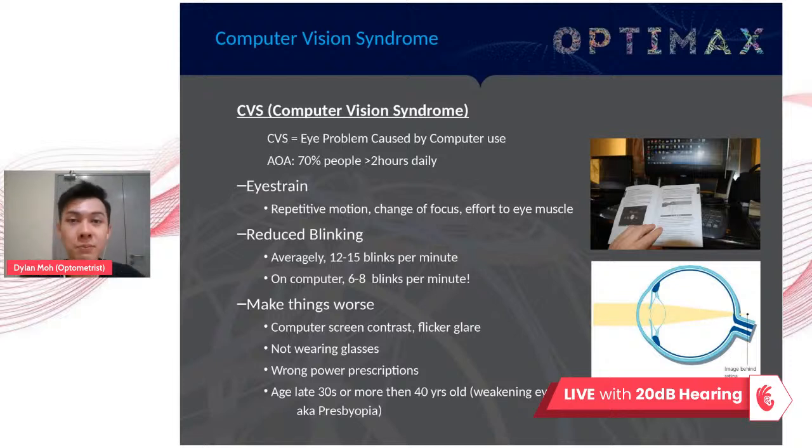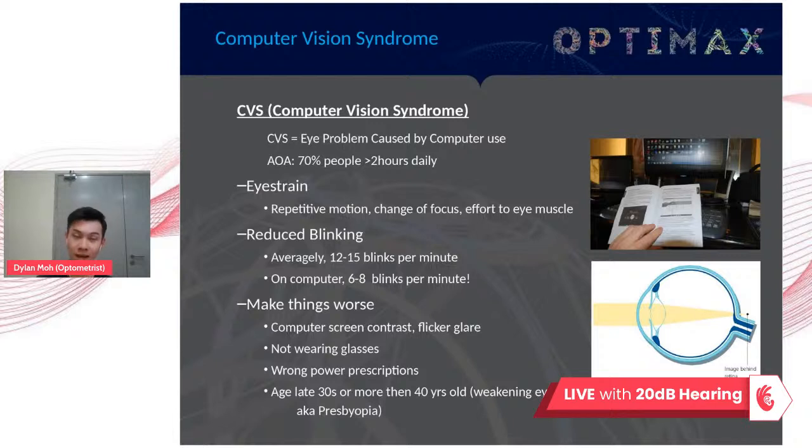CVS is basically an eye problem caused by computer use. When you use a computer too frequently, it may cause a disease to the eye. Based on the American Optometric Association, research says that as long as we use a computer or smartphone for more than 2 hours, we can be categorized as having CVS. So if you use a PC or handphone more than 2 hours, you may get CVS.